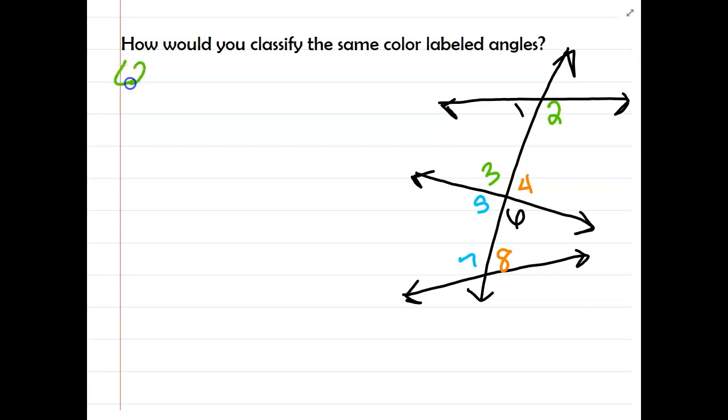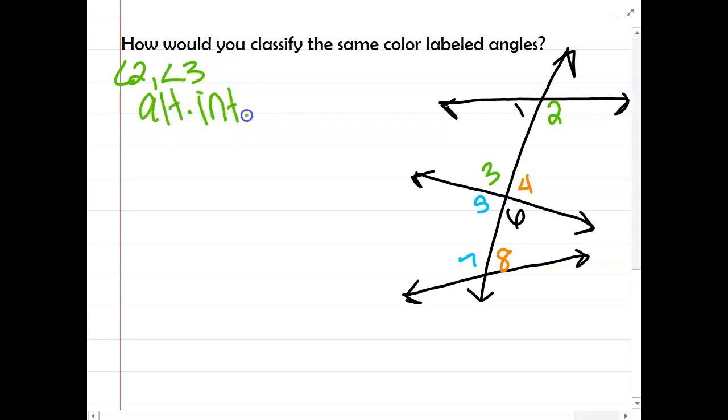Well, let's start with angle 2 and angle 3. So there's kind of 2 things you have to decide typically, okay? Are they interior or exterior, and are they same side or alternate? So if I look at 2 and 3, are they interior or exterior? Interior, they're on the inside of those 2 lines, right? So they're interior angles. And then if I look at the transversal, are they same side or alternate? Alternate. So they are alternate interior angles.